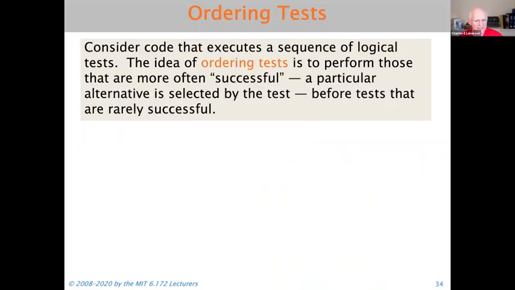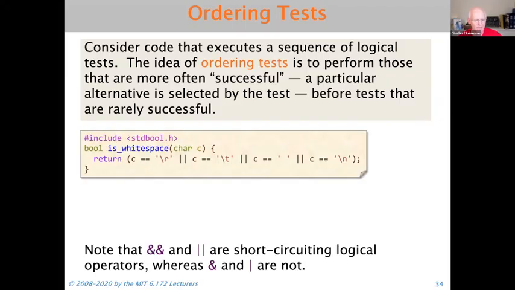There's another one that is also similar to that, which is ordering tests. So the idea is, suppose you're doing a bunch of tests, a sequence. You do test 1, test 2, etc. The idea of ordering tests is to perform those that are more often successful before tests that are rarely successful. So here's some code. It used to make sense to do this optimization. Today, the compiler does so much better a job, it doesn't really pay off. But the idea is, suppose you want to test whether a character is white space.